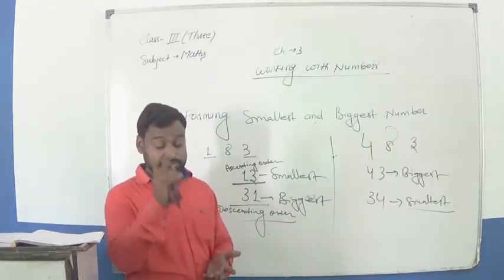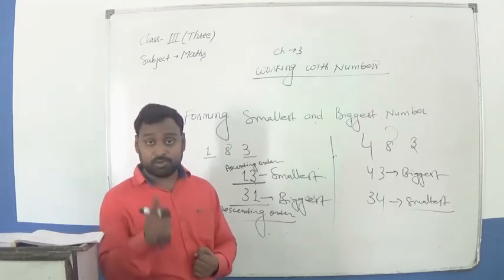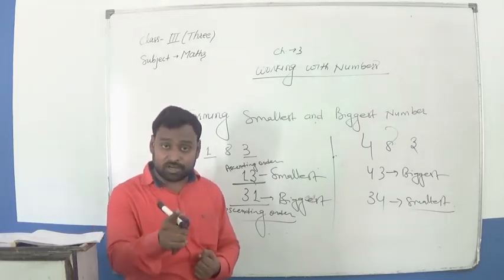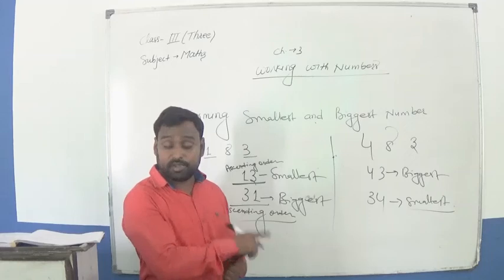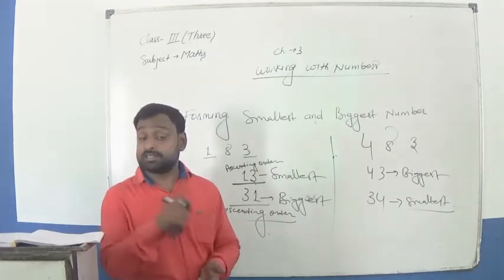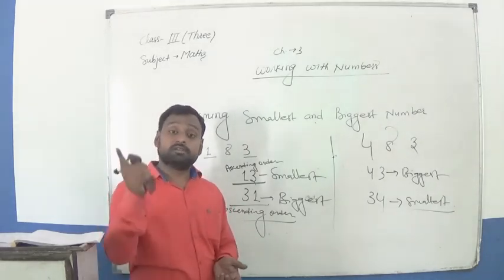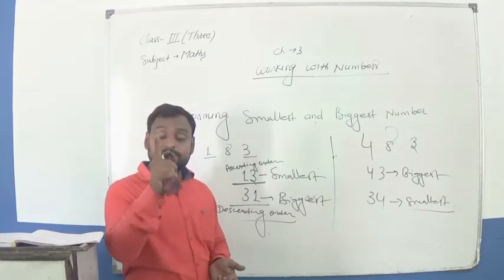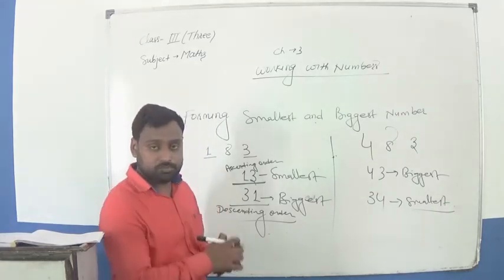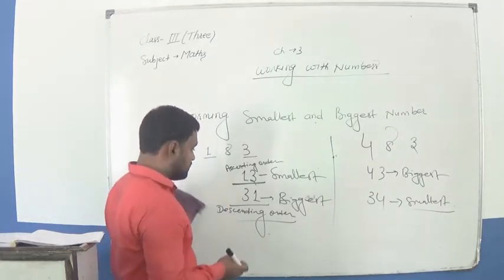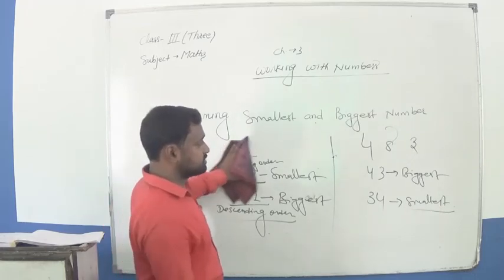Once again I am repeating, when you arrange the digits in ascending order, it forms the smallest number, and when you arrange the digits in descending order, it forms the largest, meaning biggest number. See one example of a 3-digit number.